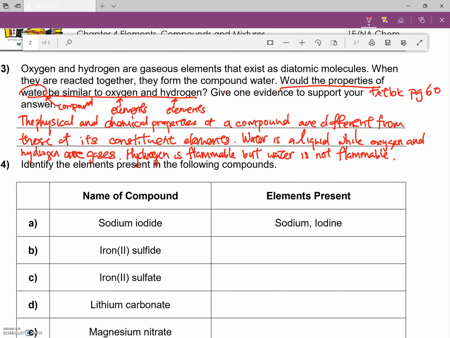So what is all this about? All this really is about knowing, okay? I put again here, knowing that the physical and chemical properties of a compound are different from those of its constituent element. So if I were to change the wording, it will say that the physical and chemical properties of water are different from hydrogen and oxygen. So I hope this question 3, you're able to understand a bit more what they're trying to ask, and also knowing where to get the answer really from. So it's really from textbook page 60.